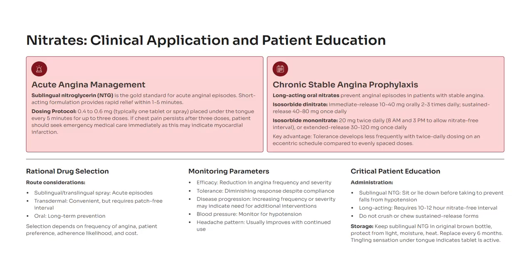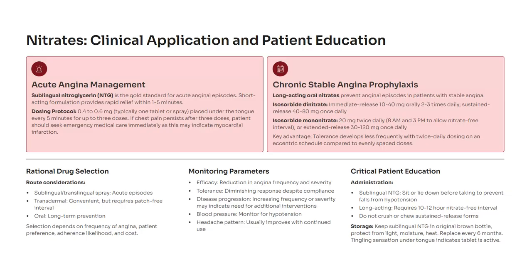usually at like 8 and 3, so they can have that nitrate-free interval, or they can have an extended release that's anywhere from 30 to 100 milligrams once a day. So tolerance develops less frequently with twice daily dosing, so keep that in mind. Think about if they need sublingual or translingual spray, that's for acute episodes. Transdermal is convenient, but it requires patch-free intervals. And then oral for long-term prevention or prophylaxis, so remember that.